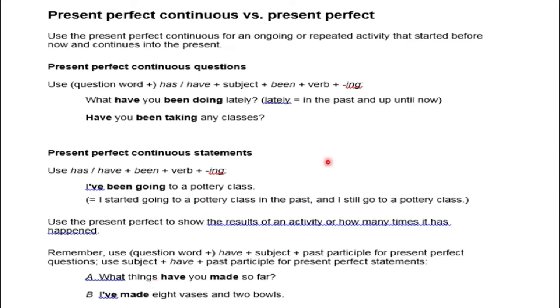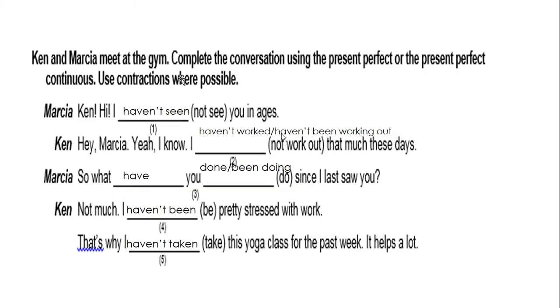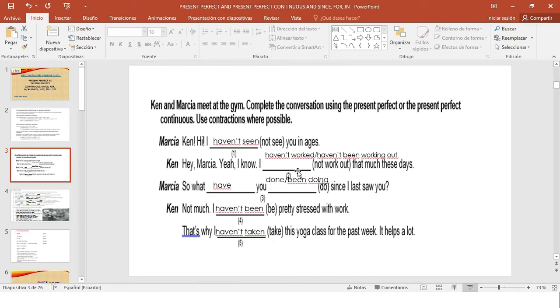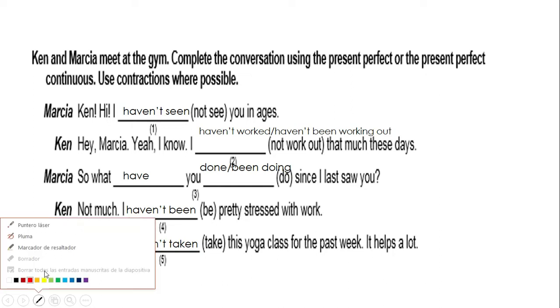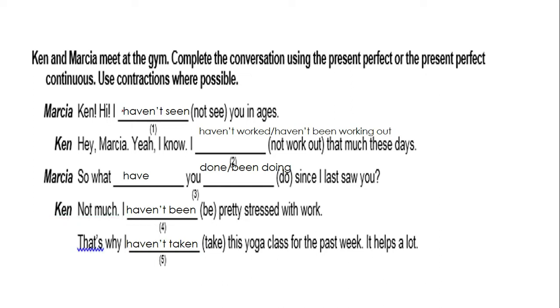Okay, so let's continue. The situation is the following. Ken and Marcia meet at the gym. So you have to complete the conversations using the present perfect or the present perfect continuous. Okay, so here it goes.